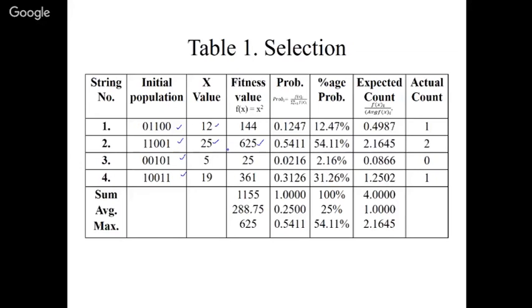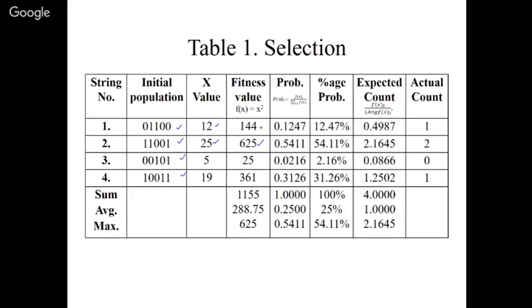I understood it. This is a simple problem, so you understood. When you take a big problem, you will not understand. Okay, so let us just see this. I am just finding the sum of all these terms. That is 1155. The average is 288.75 and the maximum value in this is 625. Next, I am just finding the probability. In the sense, I told you, for roulette wheel selection, the probability decides which will be selected more.